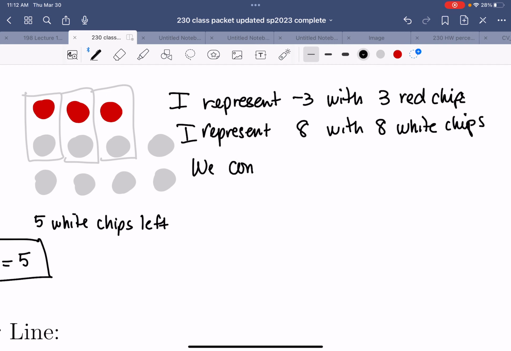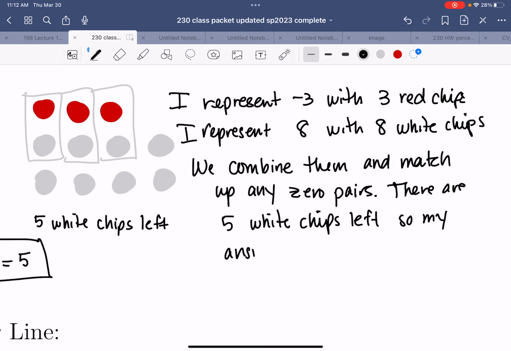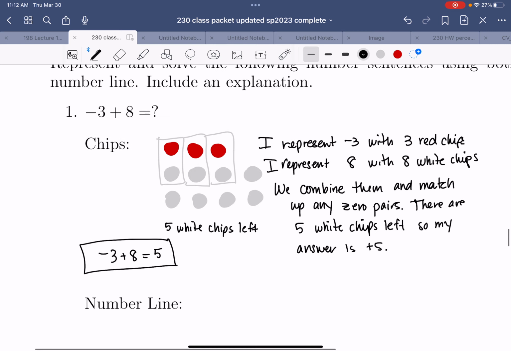We combine them, since that's our addition, and match up any 0 pairs. There are 5 white chips left. So my answer is positive 5. Now, you don't have to write the plus 5. You can just leave it as regular little 5. That's fine. Okay, but that's what I'm looking for.